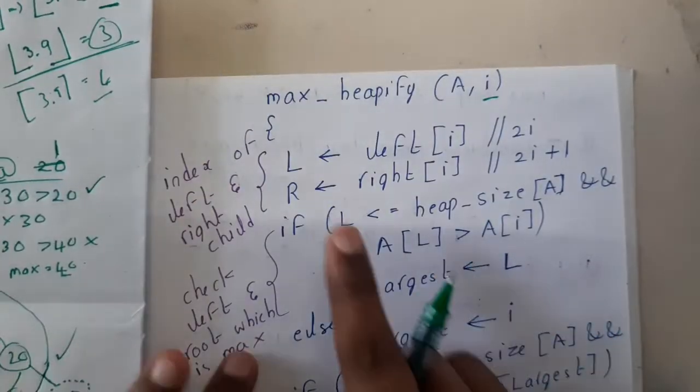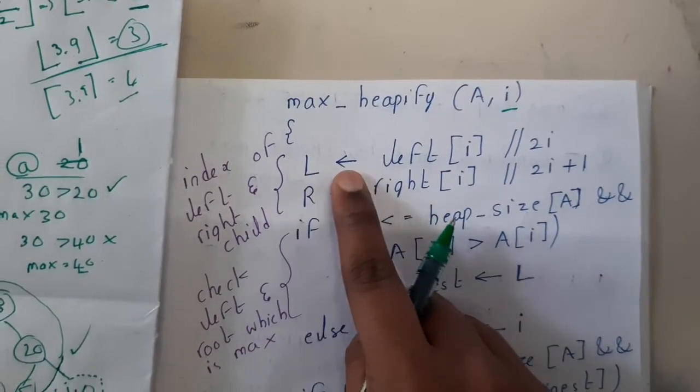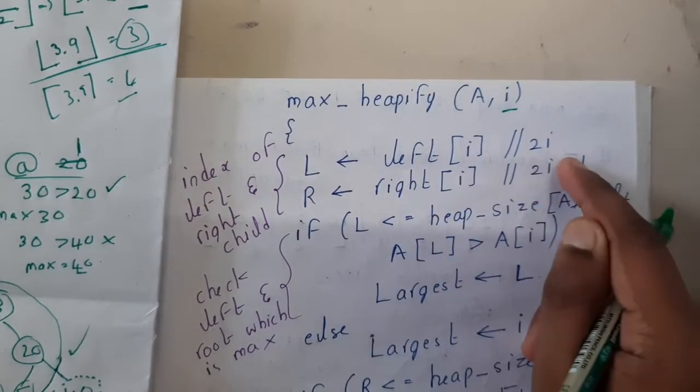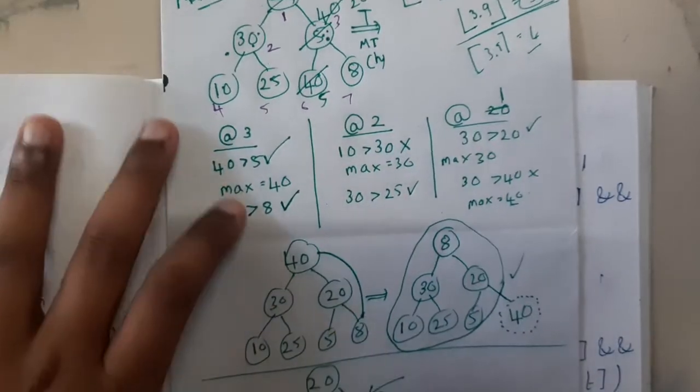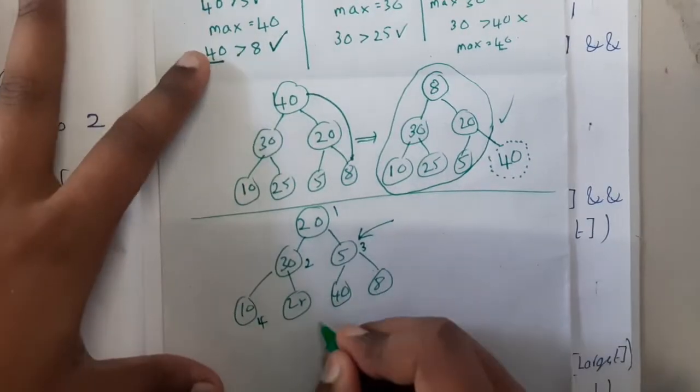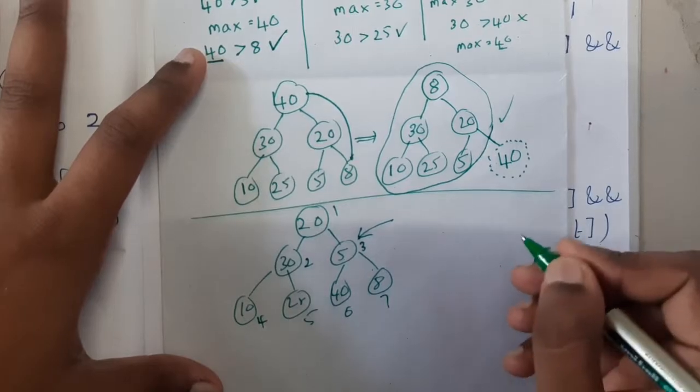Okay, so first thing what I will do is I will check whether L is equals to left of I. So left of I is nothing but 2i guys, the formula. So 2 into I. So what is the value here? 3, 2, 1, 4. I think it's not visible, right? 4, 5, 6, 7, right? Yes.